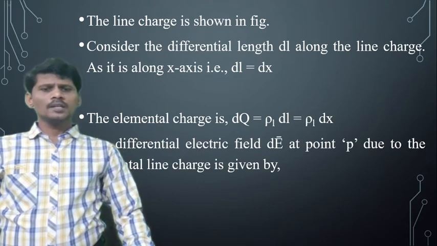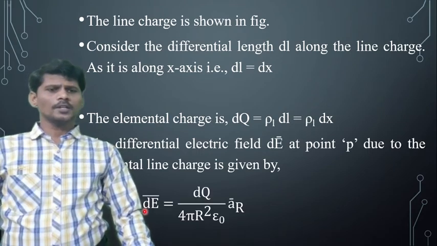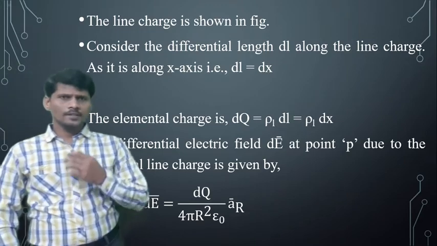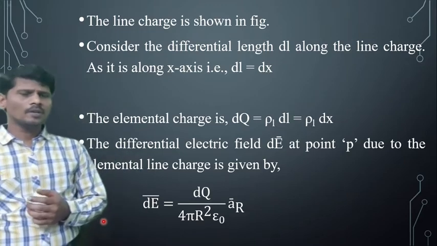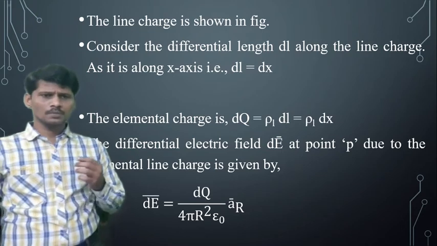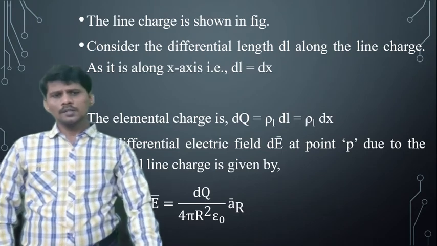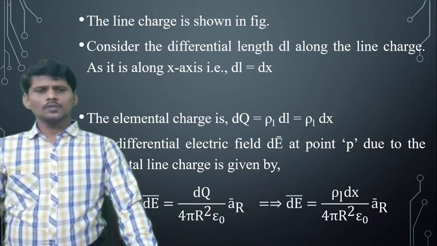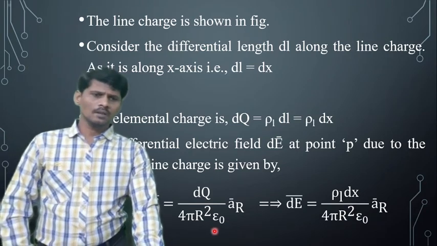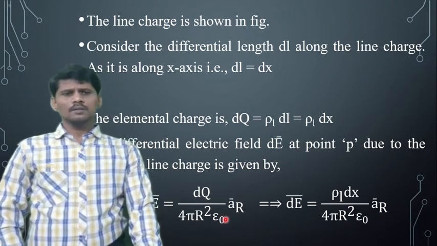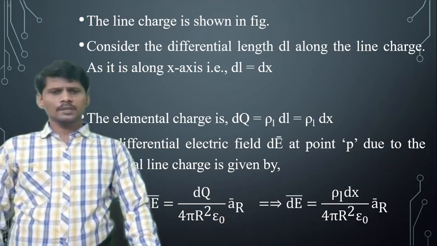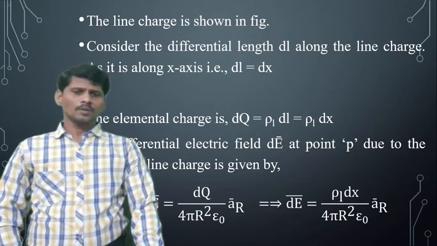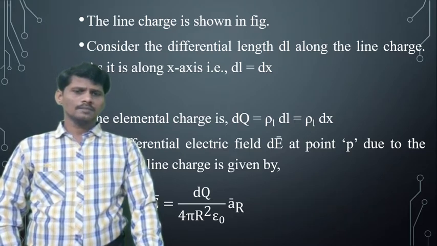The differential electric field intensity at a point P due to the elemental line charge is given by dE bar is equal to dq by 4 pi epsilon naught r square into ar bar. So first calculate the capital R bar and AR bar from the figure. There are two ways we can determine capital R bar from the figure.